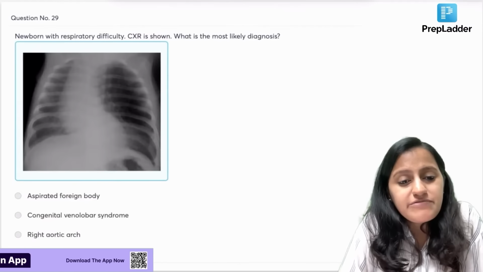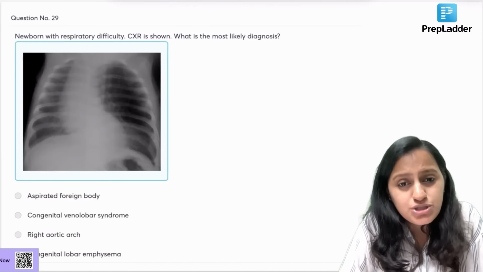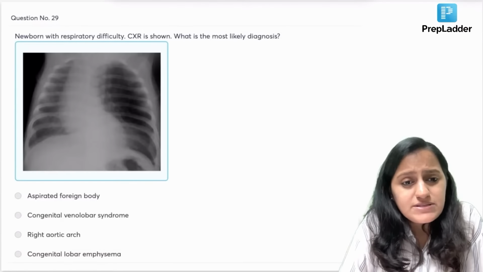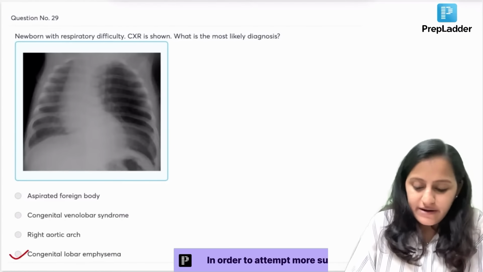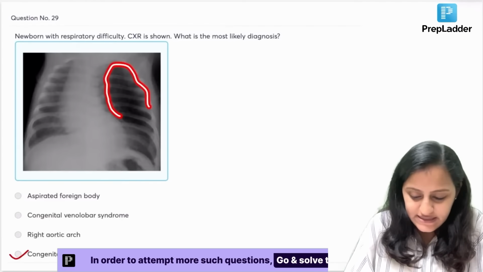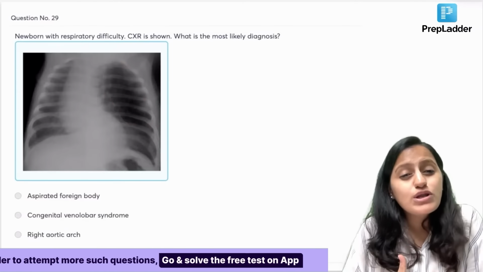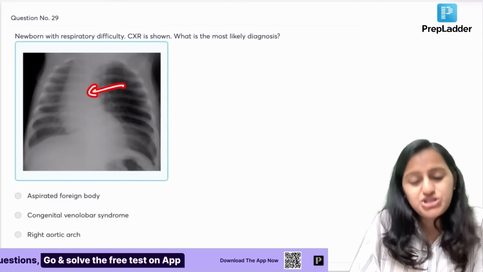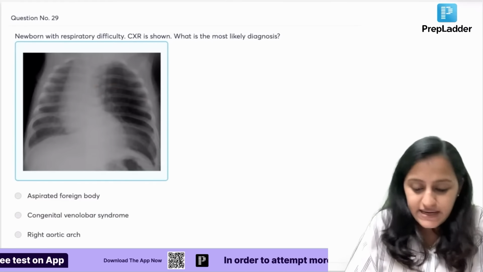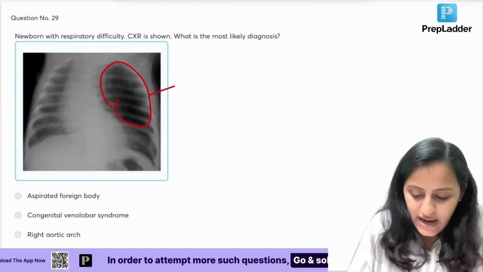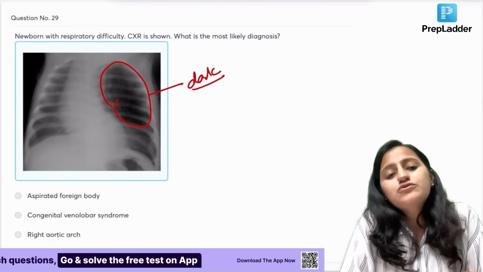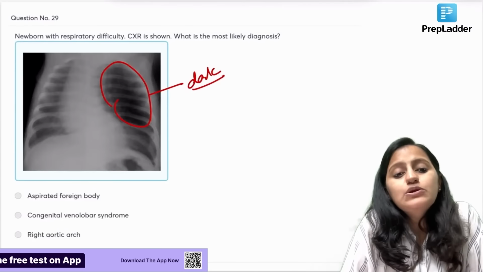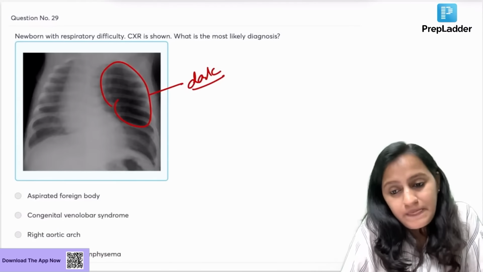Newborn with respiratory difficulty. This is the chest X-ray shown. So what is the most likely diagnosis? This is congenital lobar emphysema, where you can see this part is appearing more lucent, more dark. It is pushing the mediastinum to the opposite side. So this is appearing more hyper expanded dark area, pushing the mediastinum to the opposite side. This is congenital lobar emphysema.